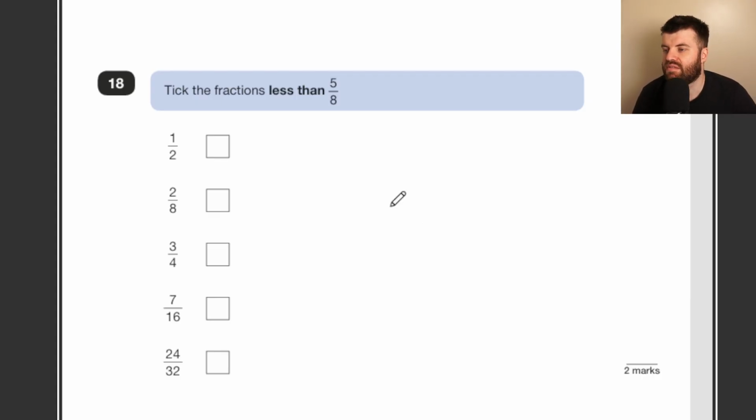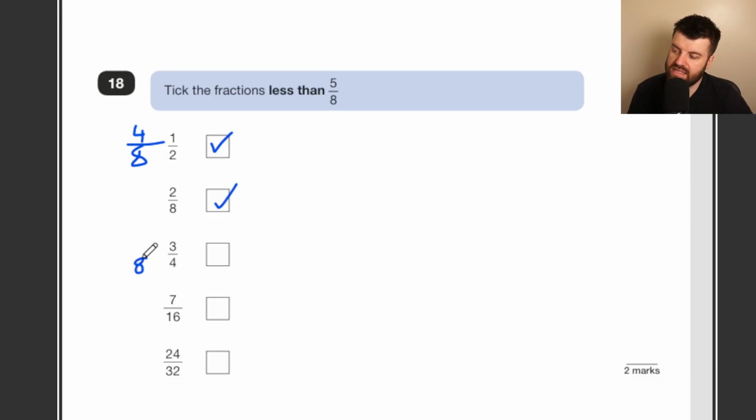Take the fractions less than 5/8. Notice the denominators are all different in these questions. What I would do is make the denominators the same. So 1/2 is the same as 4/8. Now I can compare them. Is this less than 5/8? Quite clearly, 4/8 is less than 5/8. 2/8, yes, that's less than 5/8.